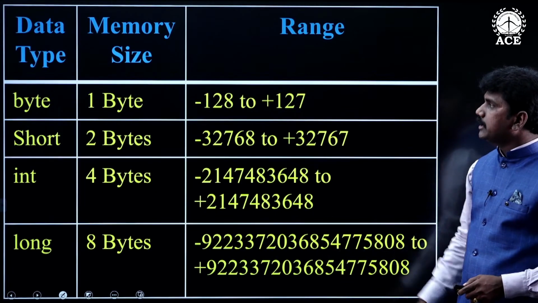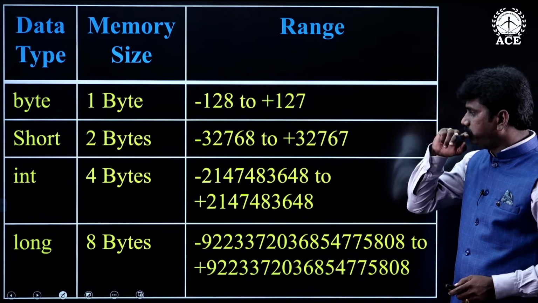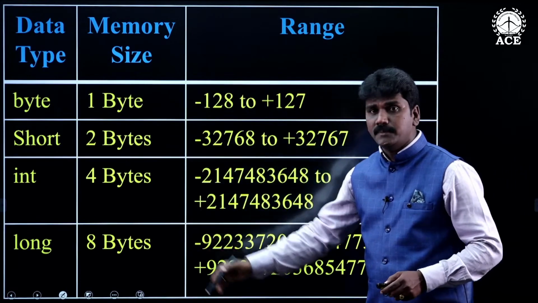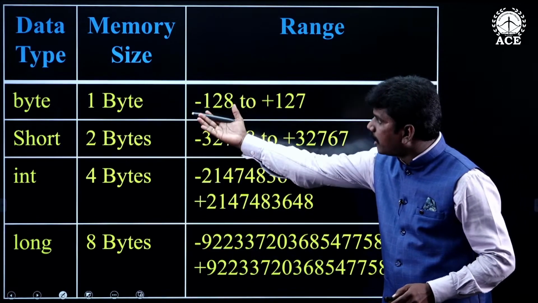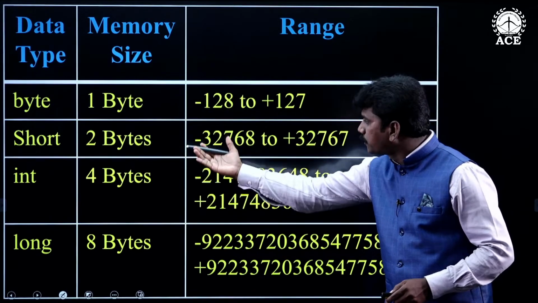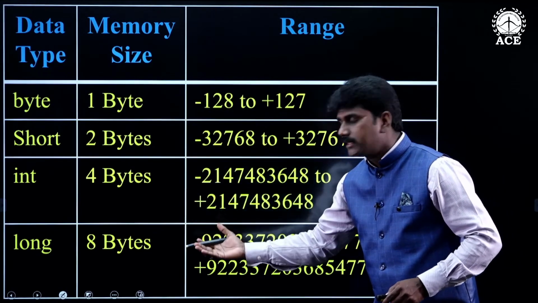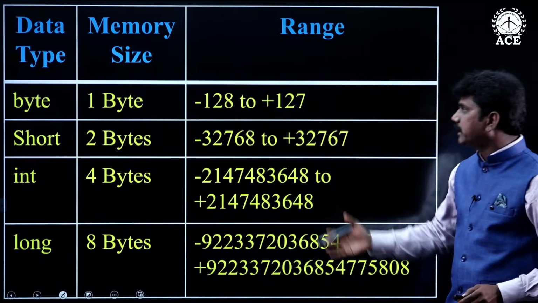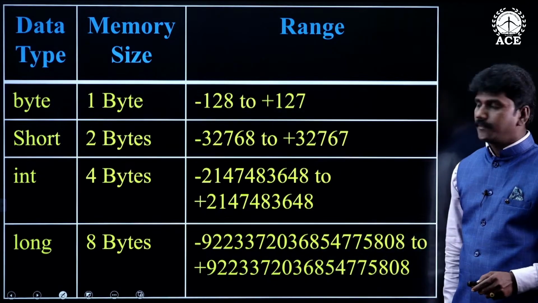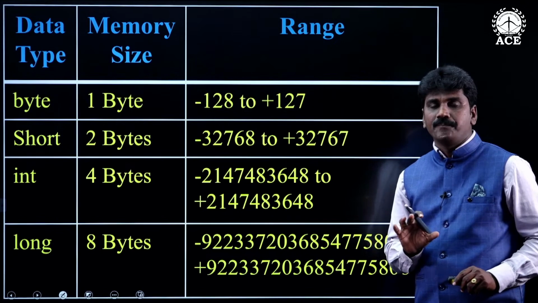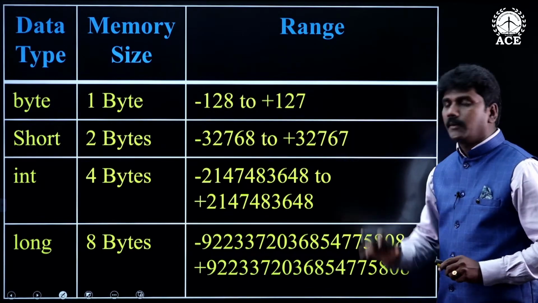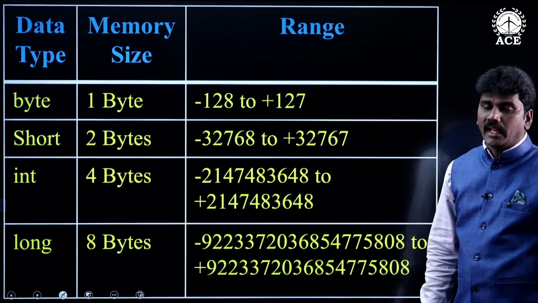By saying this, we are able to understand the 4 data types. The first one is byte of size 1 byte, short is of 2 bytes, int is of 4 bytes, long is of 8 bytes, and the ranges will be like this. So this is about the integer group under the primitive data types.